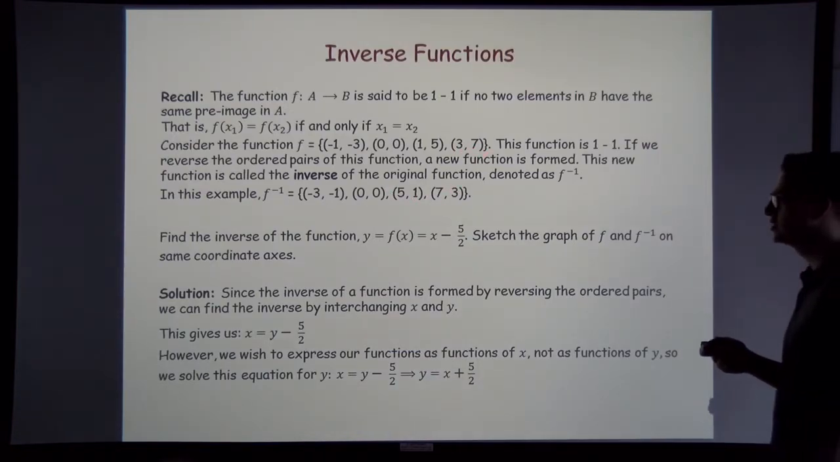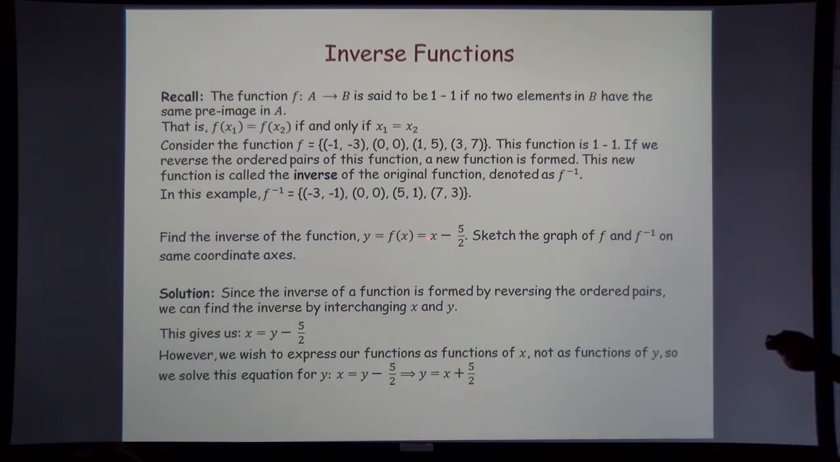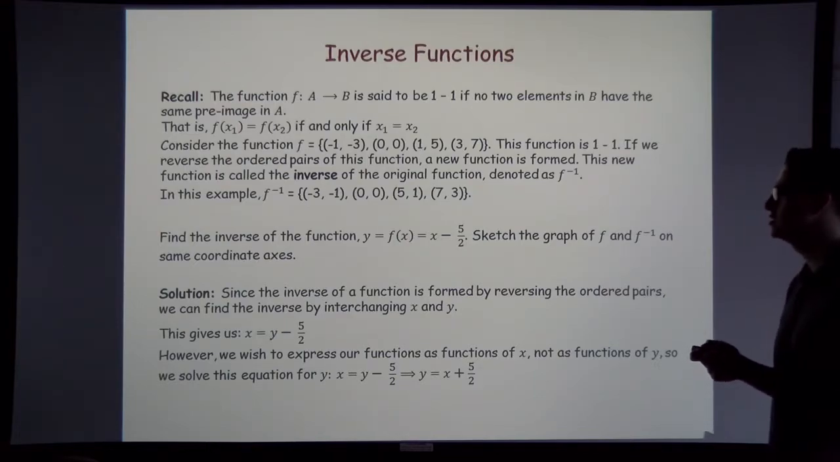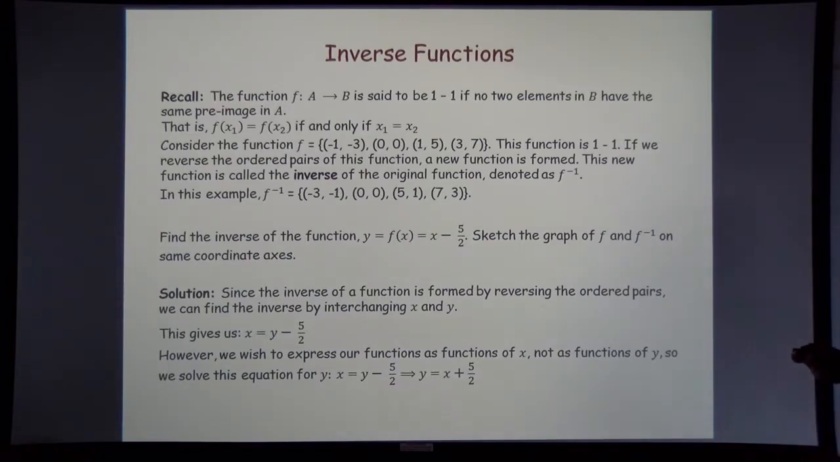So find the inverse function of y equals f of x equals (x minus 5) over 2. Sketch the graph of f and f to the -1 on the same coordinates. Since the inverse of the function is formed by reversing the ordered pairs, we could find the inverse by interchanging x and y. So this is now going to give us x equals (y minus 5) over 2. However, we wish to express our function as a function of x, not as a function of y. So now we have to solve that equation.